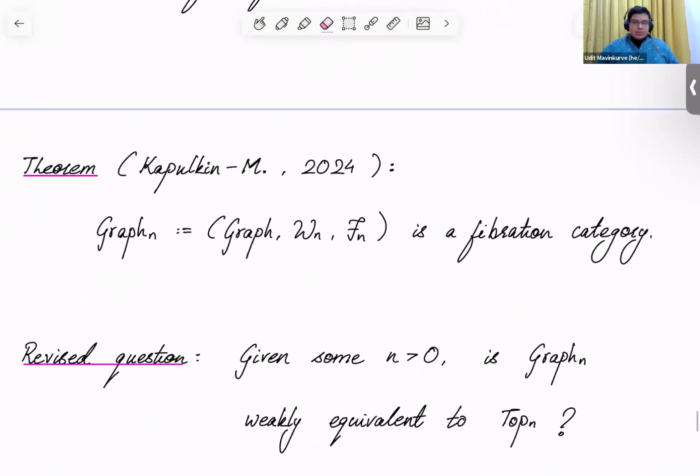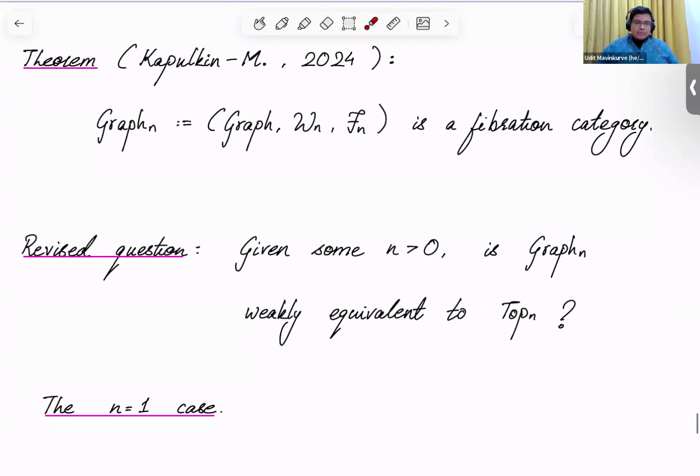And so now you can revise the question that we think is hard to answer. We ask a simpler question. For a specific n greater than 0, is graph sub n weakly equivalent to top sub n? So is the homotopy theory of n-types of graphs weakly equivalent to the homotopy theory of n-types of spaces? We expect this to be more tractable because we have algebraic models, so we can use a lot of algebraic techniques. Just as a proof of concept, we're going to look at the n equals 1 case.